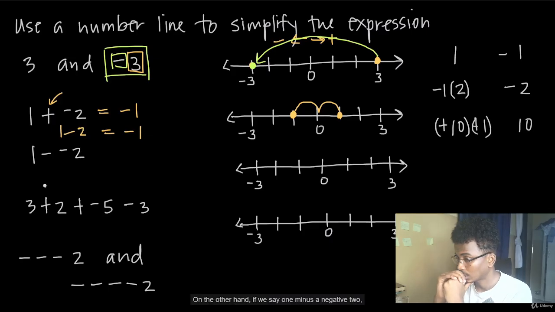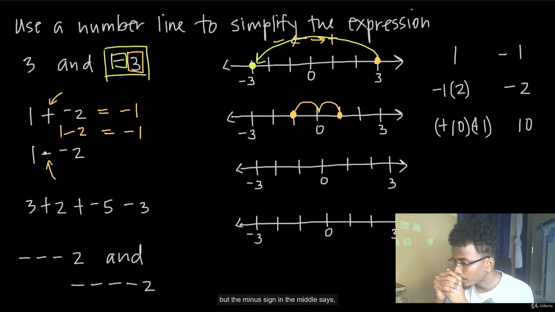On the other hand, if we say 1 minus -2, this minus sign in the middle tells us to go in the opposite direction of what follows. Remember, the plus sign said to go in the direction of the number that follows. Since this was -2, it said yes, go to the left. Because we have a negative sign here and a negative number that follows, this -2 tells us to move to the left.